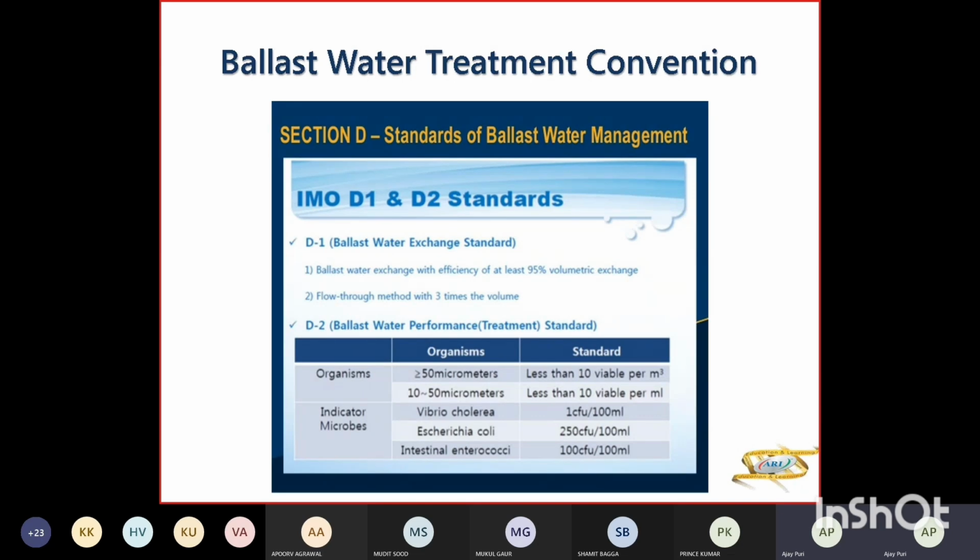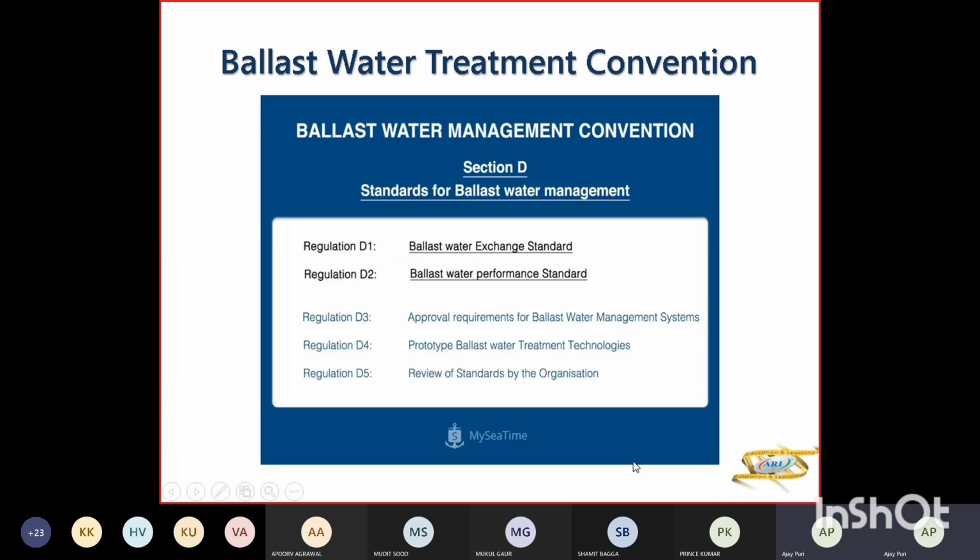Yesterday I told you about the organisms greater than 50 microns, less than 10 viable per meter cube, 10 to 50 micrometers, and less than 10 viable per milliliter. Indicator microbes: Vibrio cholerae 1 CFU per 100 ml, E. coli 250 CFU per 100 ml, intestinal enterococci 100 CFU per 100 ml.